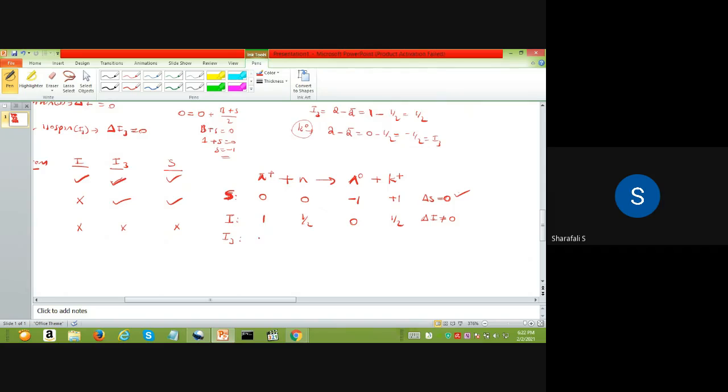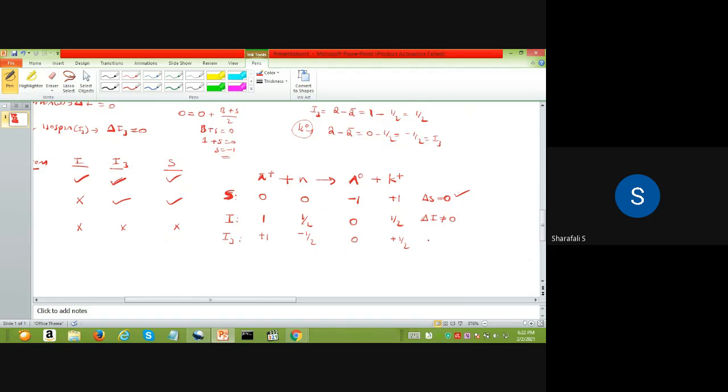I3 component. I3 component for this case is plus 1. I is 1. For pi plus, it is plus 1 for I3. And for neutron and proton, neutron will be having minus half because proton is having the highest charge. So I3 will be minus half for neutron and plus half for proton. And lambda 0 is already I is 0, so I3 is also 0. And K plus will be having plus half. I is half, K plus is plus half, K minus is minus half. Sorry, K0 is minus half.